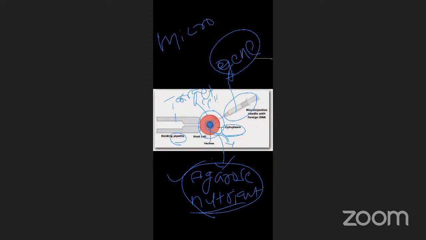So write down this micro injection method. So this method is also completed. Now the next one. Write down the fourth one. So the first, gene gun method, completed. Electroporation completed. Micro injection completed, right? Yes, sir. Now liposome mediated transformation.